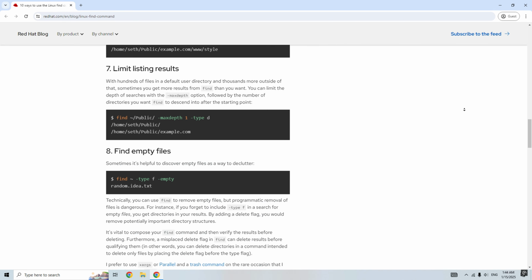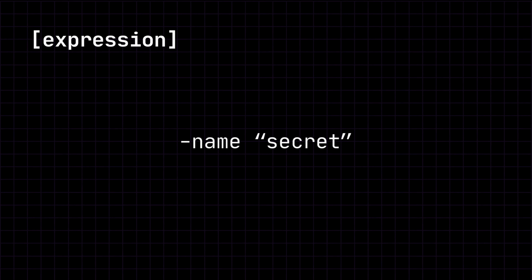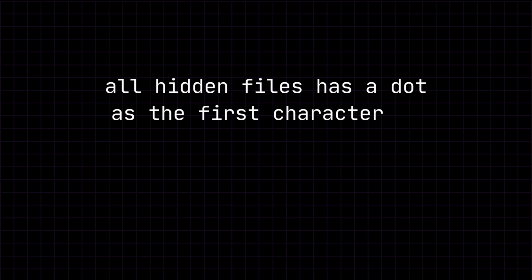There are so many different ways to search for what you need, but today we will be focusing on this flag that allows us to search by file names. Let's look at it in more detail. The expression field requires a flag to specify what we are looking for, like searching by name or by size. And to specify what you want to find, you enclose the search string in quotations. For times where we do not know the exact file name, we can add an asterisk at the end to search for all files that have names that include what you specified. In our case, secret. My last hint to you is that hidden files always start with a dot.